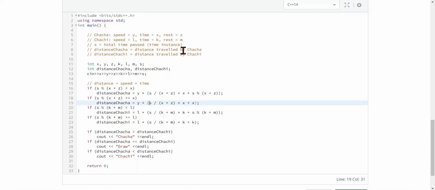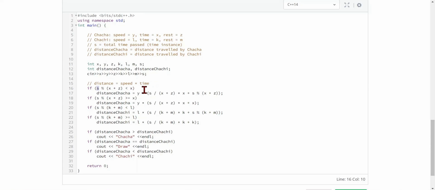So let's move forward. Now the total time here is S, and X plus Z is the time cycle for Chacha. So now we need to calculate the extra time left after the time cycles are completed. For example, the total time is 10, and we have X equal to 2 and Z equal to 2. So one time cycle consists of 4 seconds. Now the total time is 10 seconds. So 4 plus 4 is 8.